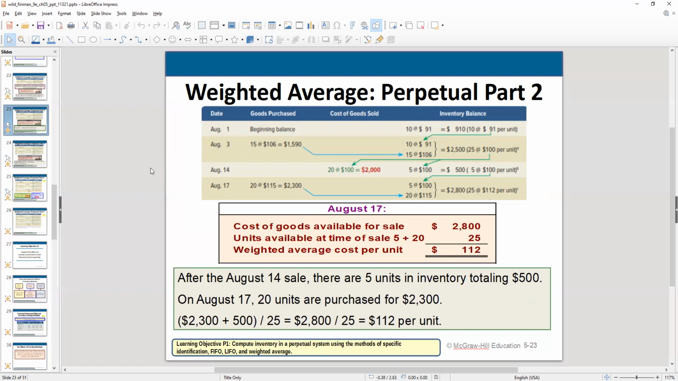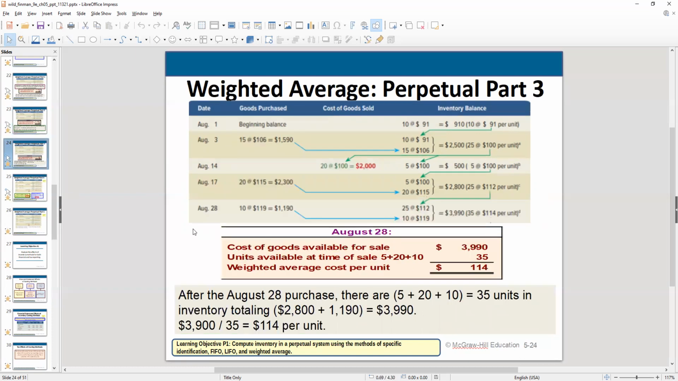So you can see, bringing in the higher priced bikes kicked up the average cost per unit. Next, on August 28th, we brought in 10 bikes at 119. So we had, on August 17th, 25 bikes at 112. We're going to multiply that out. Then we bring in 10 bikes at 119, multiply that out, add the two together, divide it by 35, and we get $114 per unit. Definitely suggest you tag this in your book, so if you have to go back to refer to it in homework, you can go right to it.